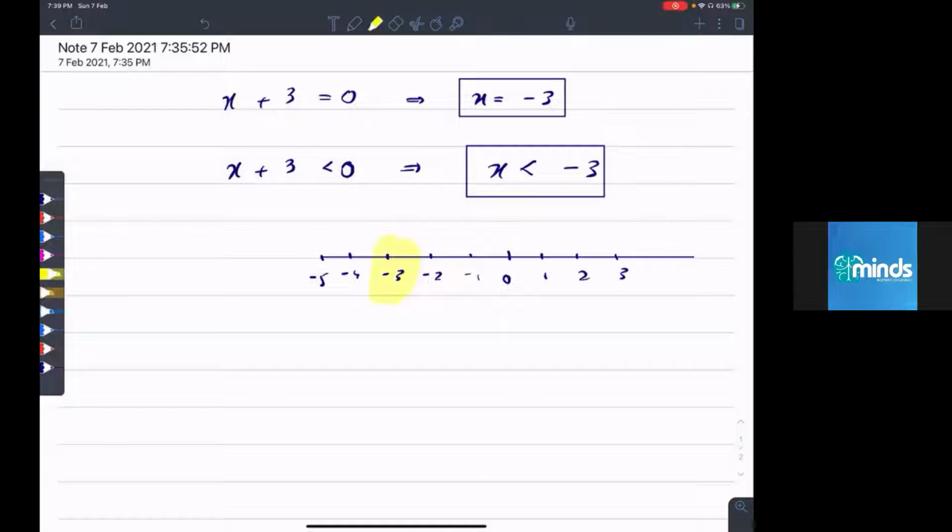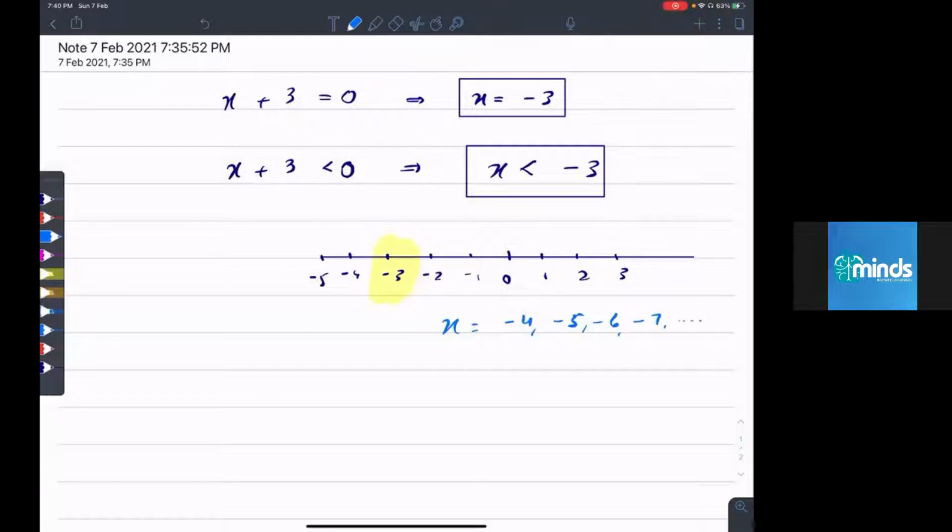Every number is less than the number on its right and more than the number on its left. So minus 3 is more than minus 4. Minus 3 is more than minus 5. So it means that when I say x is less than minus 3, it means all the numbers which are less than minus 3. So x could be minus 4, minus 5, minus 6, minus 7, and so on. That's why I said when we solve an equation, we get one definite answer.